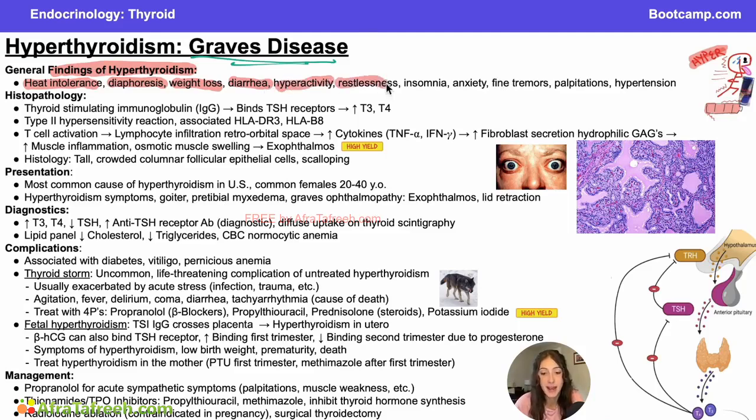So he's going to be hyperactive and restless, and he's going to have insomnia because he's not going to want to sleep. He has too much energy. He might be anxious, have fine tremors, palpitations, and hypertension. So all these things that go along with our hyperthyroid guy, I want you to keep in mind because they will be a key part of the presentation for Graves' disease, which is of course a cause of hyperthyroidism.